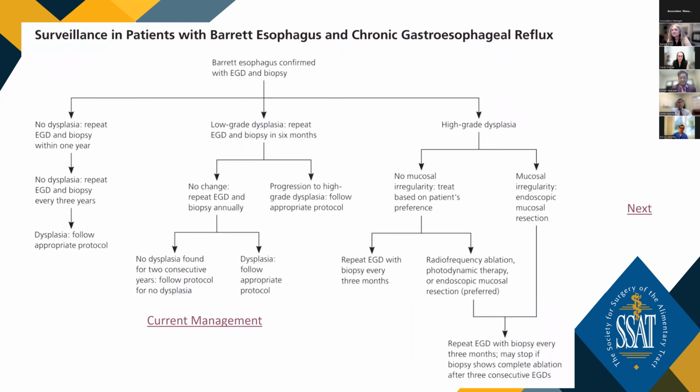We've talked for a long time about surveillance in Barrett esophagus and chronic GERD. This is a good algorithm for how to manage Barrett's esophagus and whether or not you have dysplasia when you have your surveillance EGDs. I think for no dysplasia and high-grade dysplasia, we know what the treatment algorithm is. But low-grade dysplasia has been a gray area, and over the years there has been a change in dogma for its management.